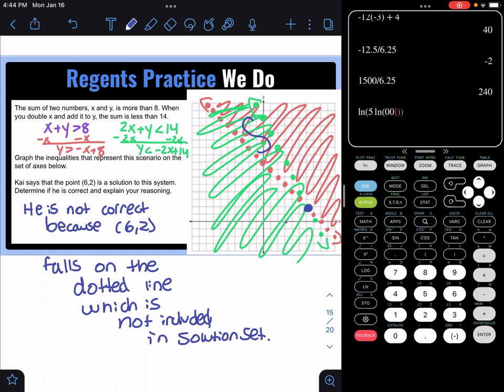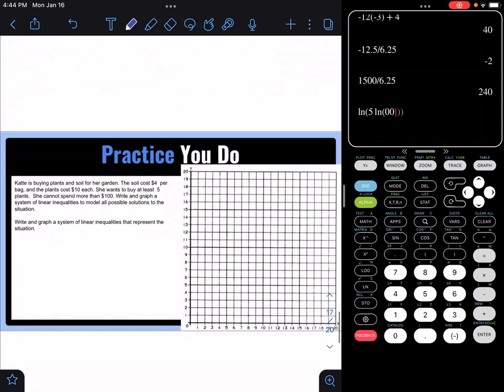Alrighty, now let's look at this next example. She is buying plants and soil for her garden. The soil costs $4 per bag, so we could say 4 times x for the soil. X is the soil. And the plants cost $10 each, so plus $10 for the plants. She wants to buy at least 5 plants, so she wants her plants to be more than or equal to 5.